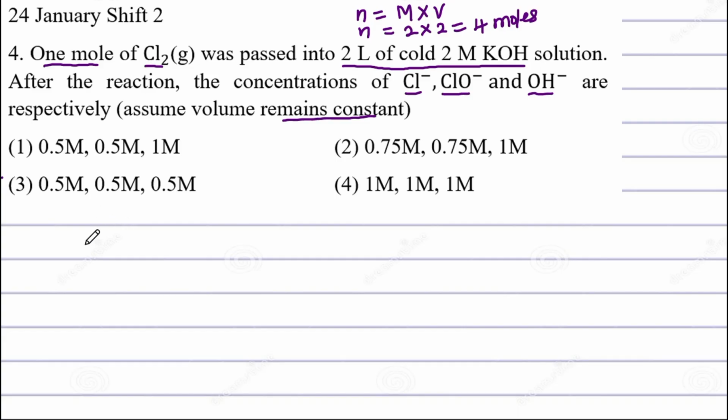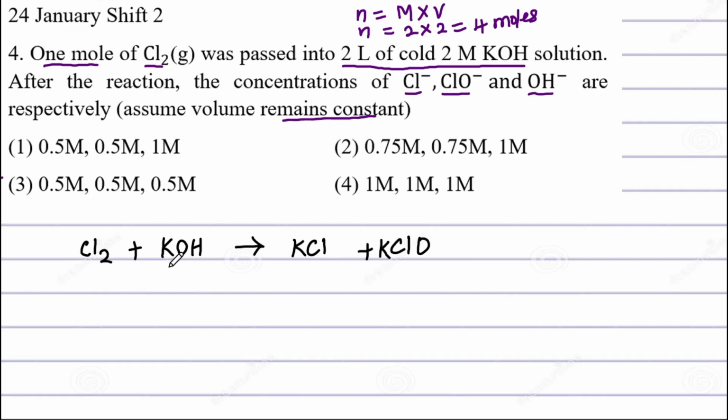So the reactants are Cl2 and it reacts with KOH. So the products are Cl minus plus ClO minus. This minus indicates that a metal is present near this anion. So that metal is obviously what? It is potassium, because on the reactant side we have potassium only. So instead of writing Cl minus, we can write KCl, and instead of writing ClO minus, we can write KClO.